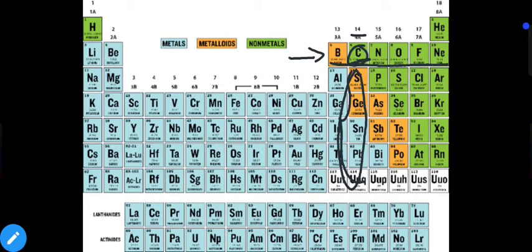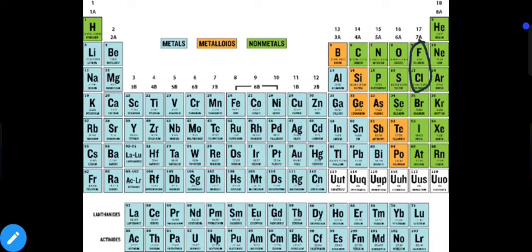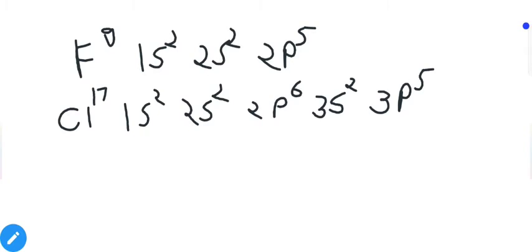Second point is lack of d orbital. Now what does lack of d orbital mean? For that we need two different elements to compare with each other. For example, if we discuss fluorine and chlorine, fluorine is number 9, that means it contains 9 electrons, so the electronic configuration will be 1s2 2s2 2p5. For chlorine it is 1s2 2s2 2p6 3s2 3p5.